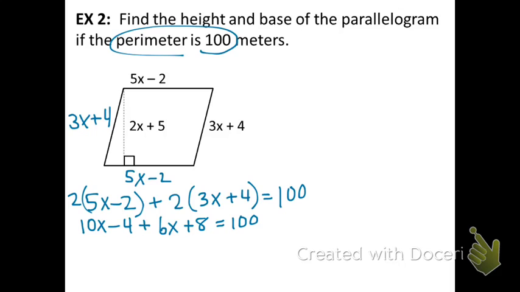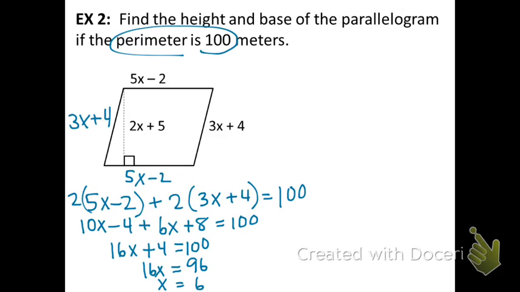Combine our like terms. The 10x and the 6x give us 16x. The negative 4 and the 8 give us plus 4 equals 100. Then we're going to subtract 4 from both sides. We're left with 16x equals 96. Divide by 16, and x equals 6. And then we'll go back and find out what it really wants us to find.